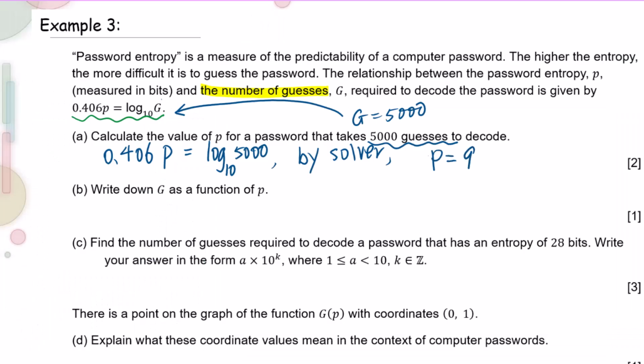P equals 9.11. B, write down G as a function of P. In other words, you need to change this log into an exponential function. We do know the inverse function of a logarithm function is an exponential function. So when we have log base 10 of x equals c, we will put base 10 on both sides. Then we can cancel. We got x equals 10 to the cth power.